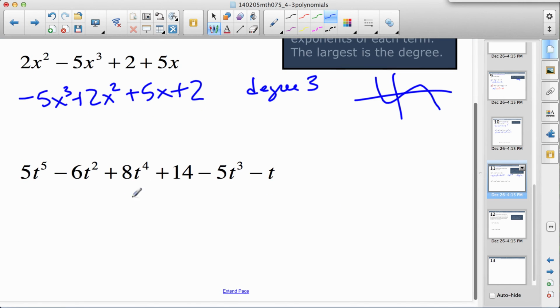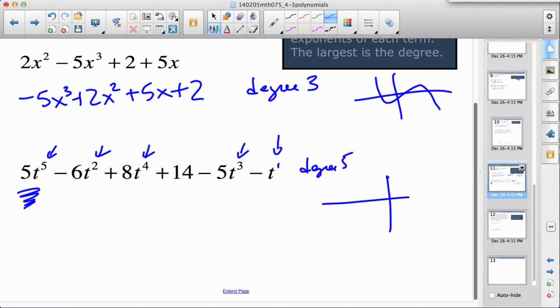Take a look at the one below. What degree would that be? Again, hopefully you're looking here. You see a 5, a 2, a 4, nothing there, a cubed, and a 1 there. And you look for the highest one. It would be that one right there. So this polynomial would be degree 5. And again, if you wanted to take a look at what it looked like, that one would look something like that. Not exactly like it, but it would have that kind of shape to it.